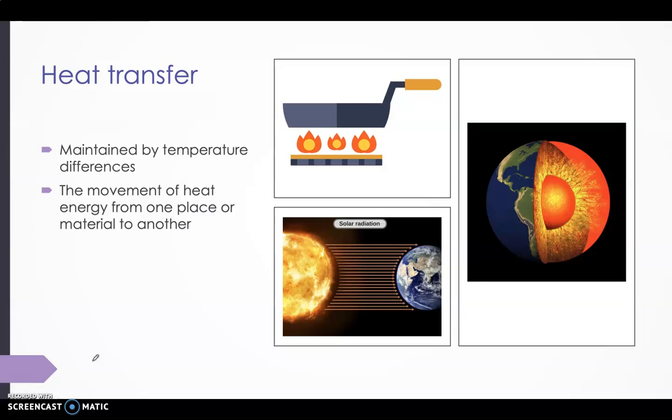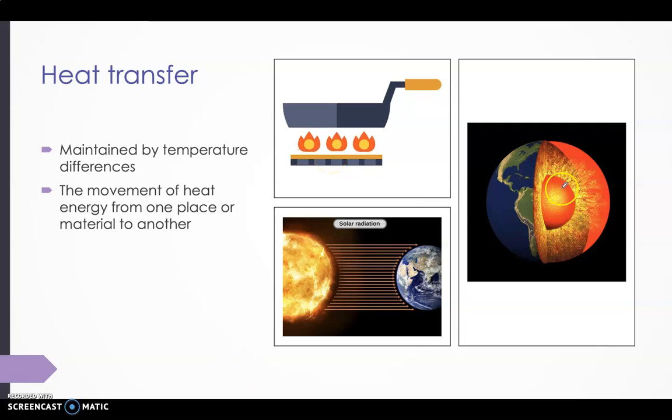Now, the idea of temperature comes from the idea that there is some kind of heat transfer, and we'll talk about that in the next module more in depth. But heat transfer is maintained by temperature differences, and it is also the movement of heat energy from one place or material to another. Okay, so I've got some examples here. Say when you are heating up a pan to get ready to cook, okay, that's an idea of heat transfer. The flames going into that pan are coming into contact with that pan, heating the pan up.